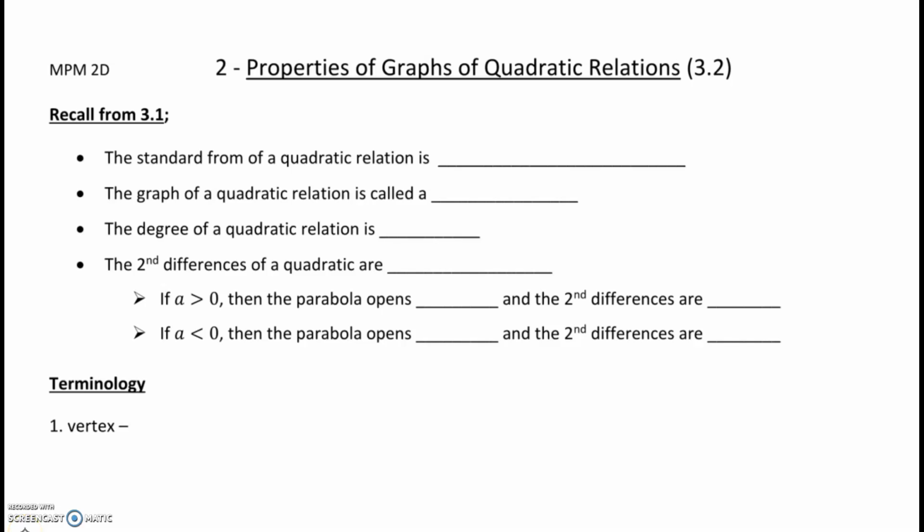This is lesson 2, properties of graphs of quadratic relations. It's section 3.2 in your textbook. We're going to recall what we learned from our last lesson, and that was section 3.1 in your textbook.